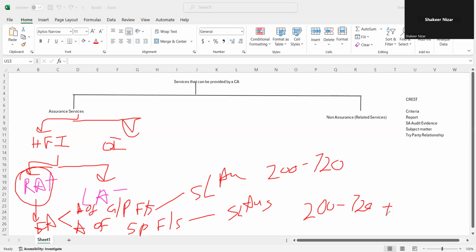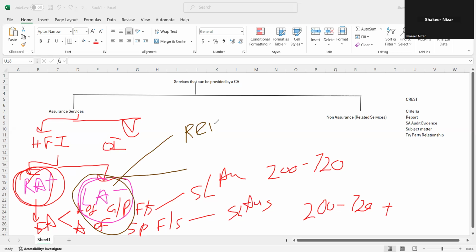So reasonable assurance will be provided at external audit, but review engagement is the limited assurance. I will use a different color, I'm sorry for that. Limited assurance here is the review of historical financial information. It is also two types. In the limited assurance, we are providing a review, the negative type of assurance: nothing has come to our attention.